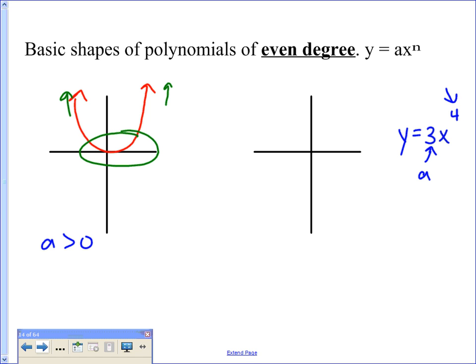And then when a is less than 0, for example if a is -3 instead of +3, the shape of this graph is going to open down. Again, we don't really know what happens in this area, but we do know that it opens down because a is negative.